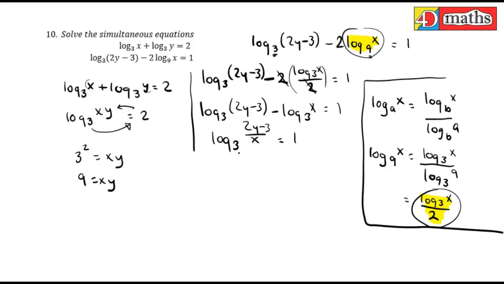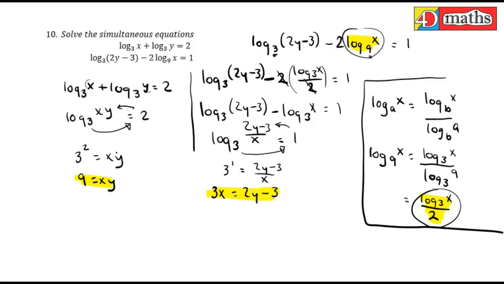And then change this to indices. You get 3 to the power of 1 equals this. So 3 to the power of 1 equals 2y minus 3 over x. Okay, so multiply both sides by x, 3x is equal to 2y minus 3. Now, we have two equations. We have this equation and this equation. And we need to solve for x and y.